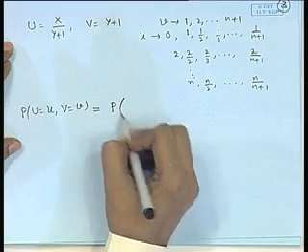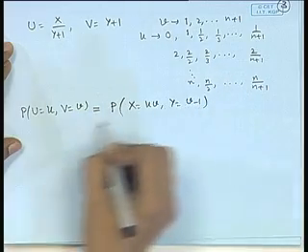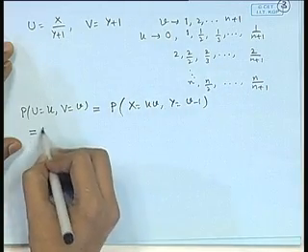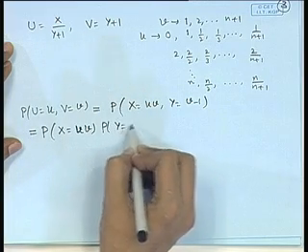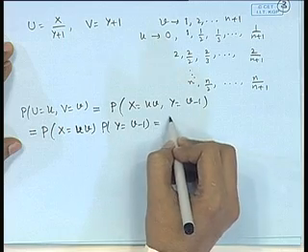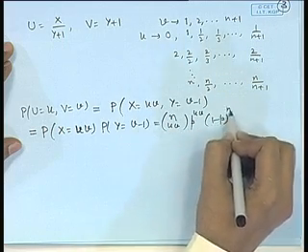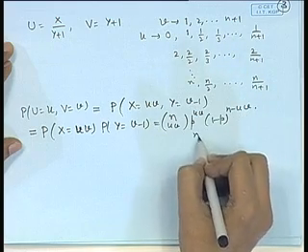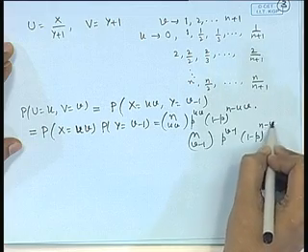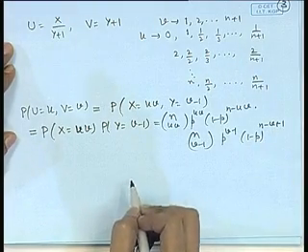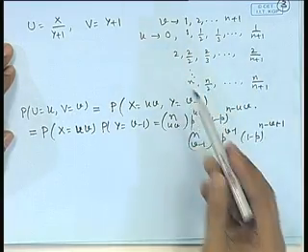Then this can be expressed as probability x is equal to uv and y is equal to v minus 1. So x and y are independently distributed, so this becomes the product of nC(uv) p to the power uv (1 minus p) to the power n minus uv, then nC(v minus 1) p to the power v minus 1 (1 minus p) to the power n minus v plus 1. So this is the joint distribution of u and v, where u and v take these values.